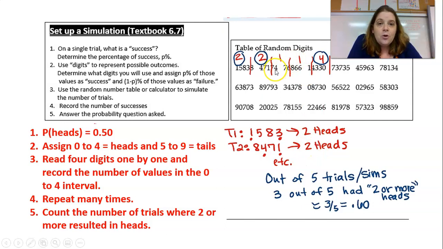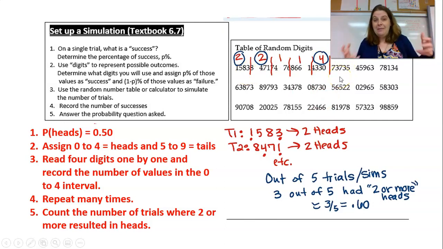So the next 4, I got 7, 4, 7, 6. There's only 1 head in that coin flip. 8, 6, 6, 1. There's only 1 heads in that coin flip. And 4, 3, 3, 0. Well, all 4 of those were heads, and that was a little streak right there. So there's 4 of those. Okay, so I just did 5 trials.